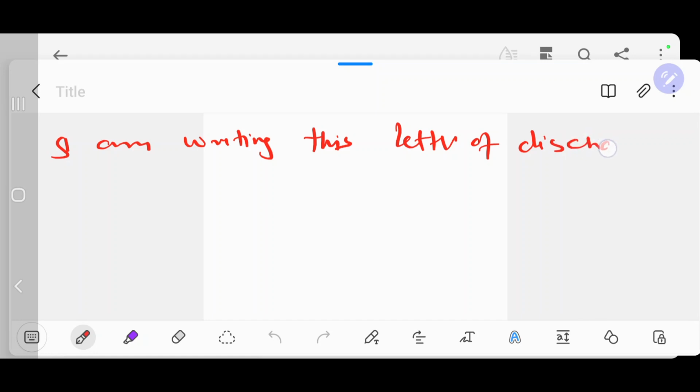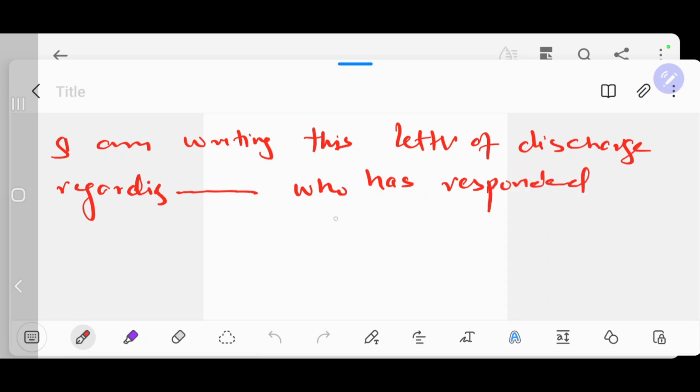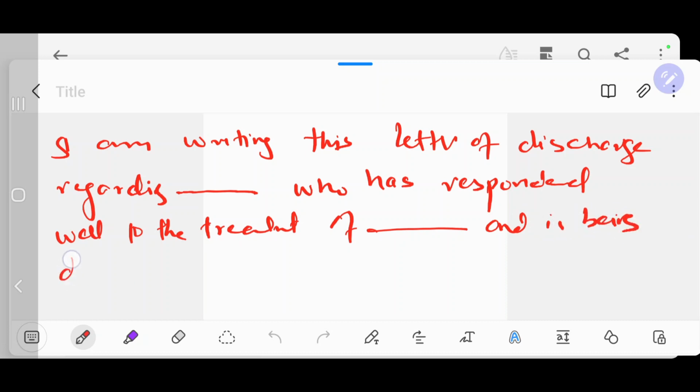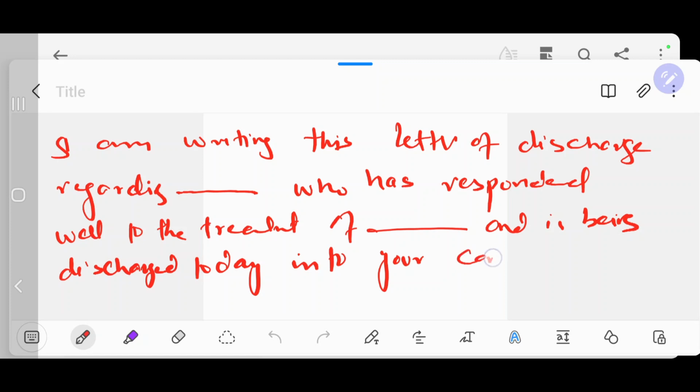Of discharge regarding patient name who has responded well to the treatment of schizophrenia and is being discharged today into your care for follow-up. Right? We can write down this thing in the introduction. This will be the introduction to this letter.